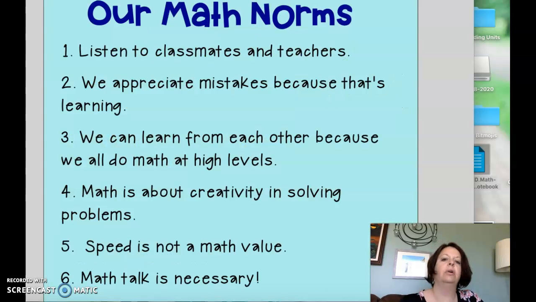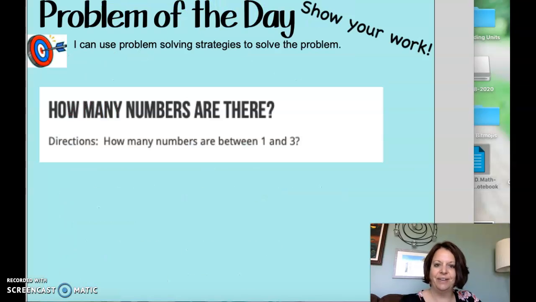Our math norms. Listen to classmates and teachers. We appreciate mistakes because that's learning. We can learn from each other because we all do math at high levels. Math is about creativity and solving problems. Speed is not a math value, and math talk is necessary.